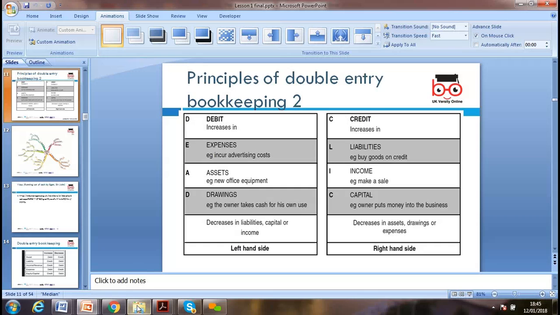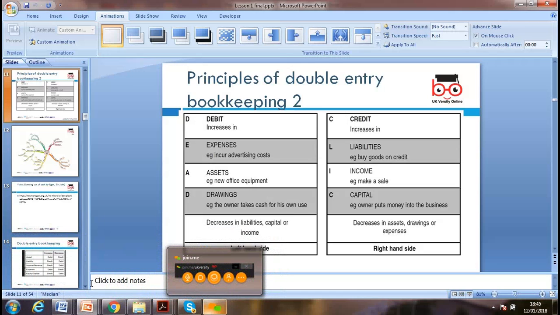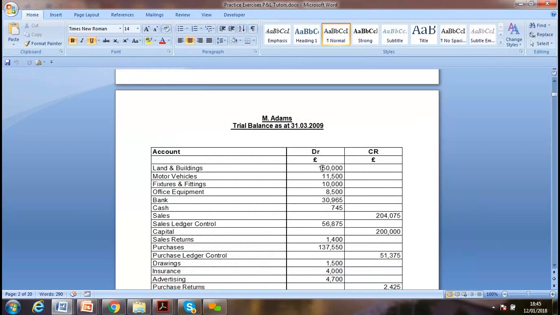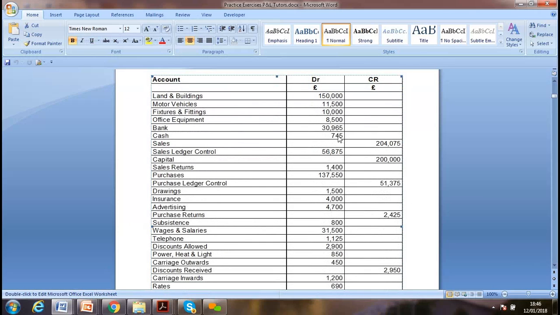So the question we are doing now, we're looking at the debit and credit. Land, we have a debit. Motor vehicle, we have a debit. Fixtures and fittings, we have a debit. Office equipment, we have a debit. So we are putting them on the debit side. Cash, we have a debit. Sorry, credit. Oh, cash, yes, sorry.